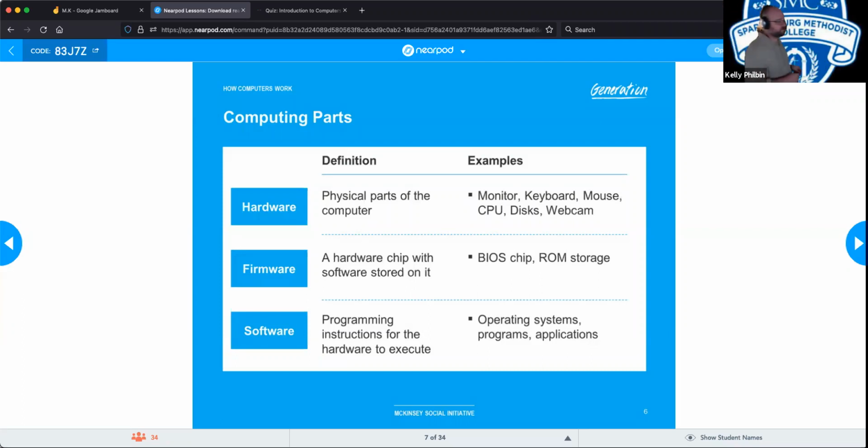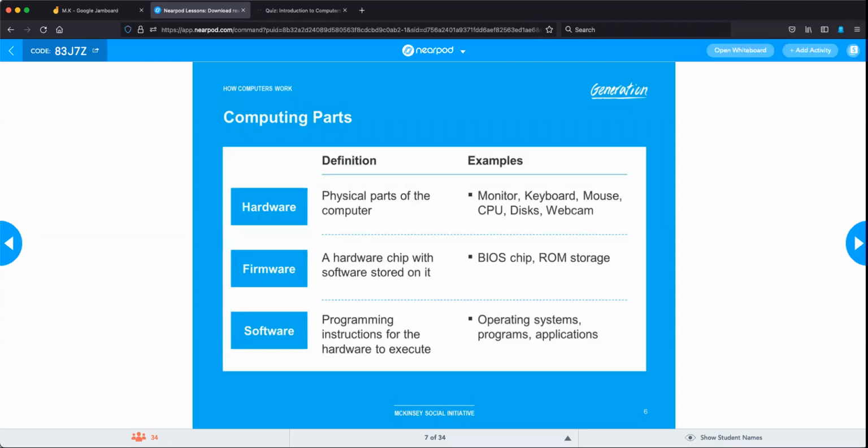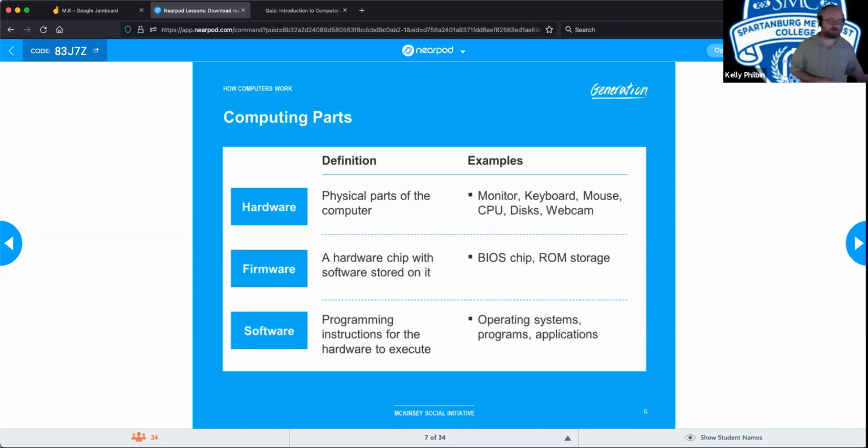Questions so far? So hardware is everything you can touch. Software is the code or programs you put on the computer, and firmware is either the BIOS chip or the ROM storage, which is a hardware chip with software stored on it.